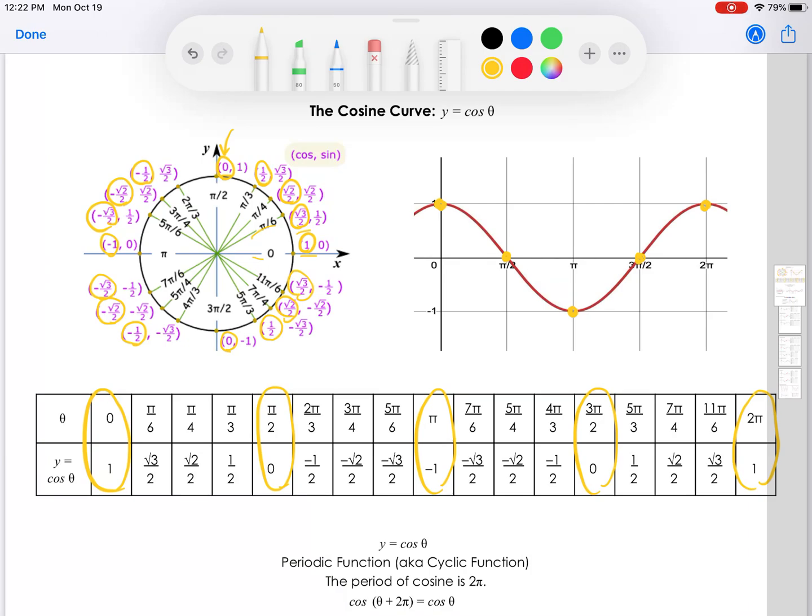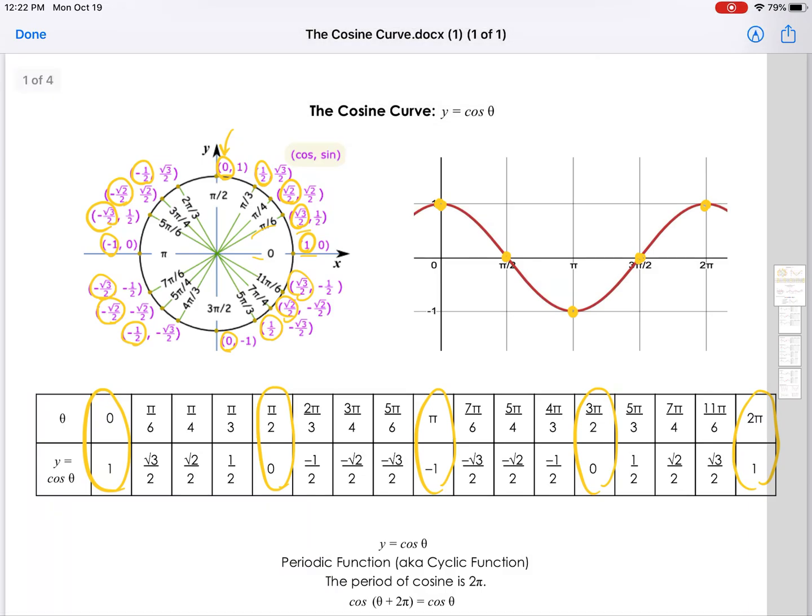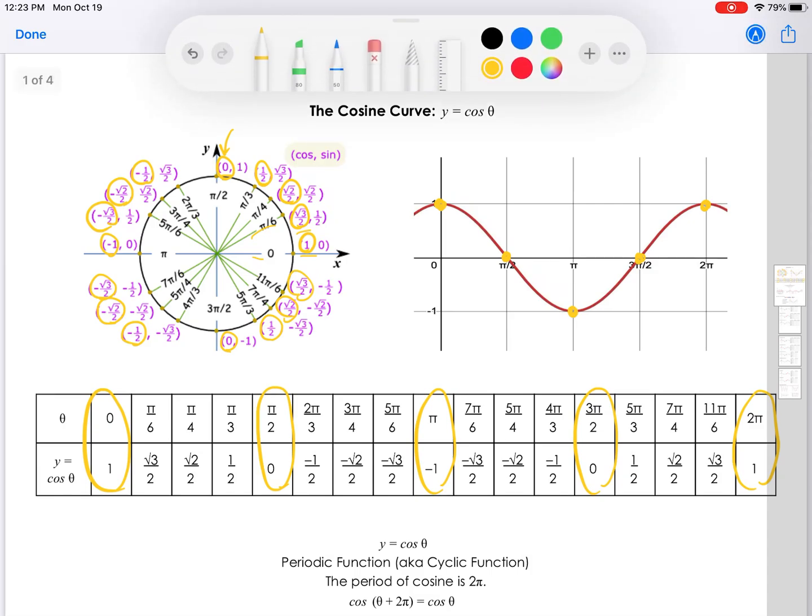So it looks very similar to the sine curve. It almost just looks shifted over. With the cosine curve, we're starting up at 1, whereas in sine, we usually start at the origin. Again, it is periodic, so it continues this pattern over and over again, and the cycle starts to repeat itself after 2 pi. So every 2 pi it's going to continue, which shows us that our period is 2 pi.